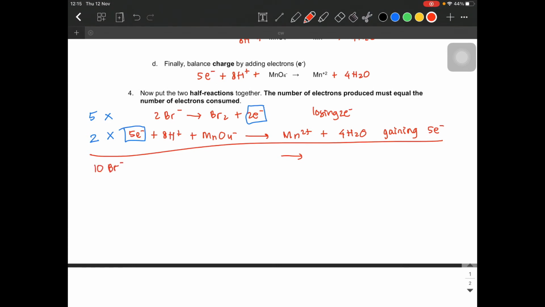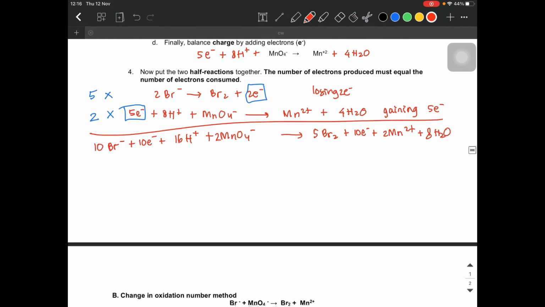So 10 Br minus plus 10 electrons plus 16 H plus plus 2 MnO4 minus, next 5 Br2 plus 10 electrons plus 2 Mn2 plus plus 8 H2O. Okay, so now we have the overall reaction. For the species that are present at the left and right, we can cancel them out. So we only have electrons. The remaining ions here are the balanced redox reaction.